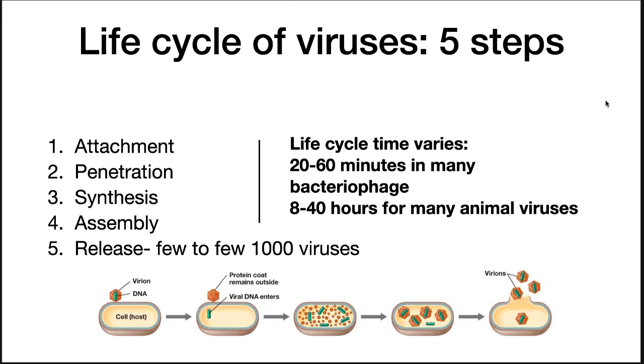Even though viruses vary considerably, their overall replication patterns are the same. The life cycle of the typical bacteriophage is 20 to 60 minutes. For animal viruses, it takes longer, 8 to 40 hours. There are 5 steps to viral replication: attachment, penetration, synthesis, assembly, and release. Let's go through each of them. Each replication cycle can produce a few to a few thousand virions.